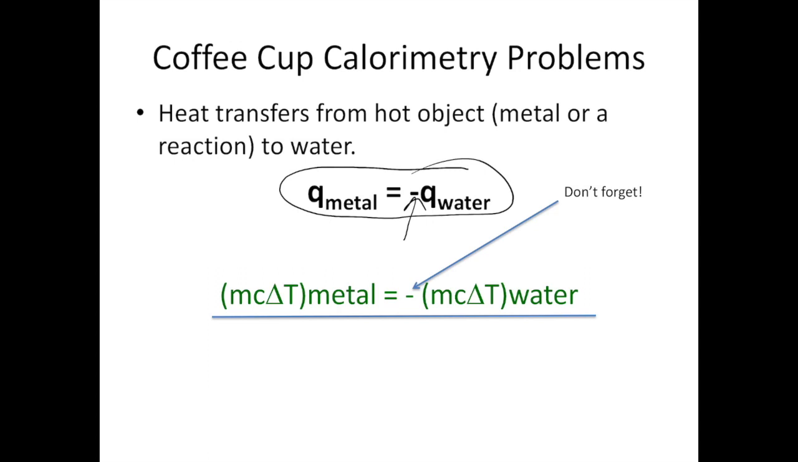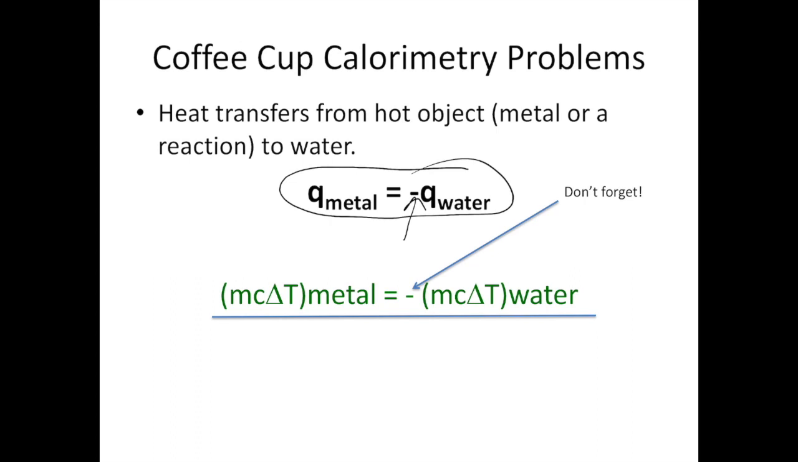Although the metal is the one that's losing the heat, it doesn't really matter, but they always notate that the water is the one negative. I always get questions like, why is the metal the one that's positive if it's the one losing the heat? I don't have a good answer for that. It's just the way that they do it. That's the best I got.